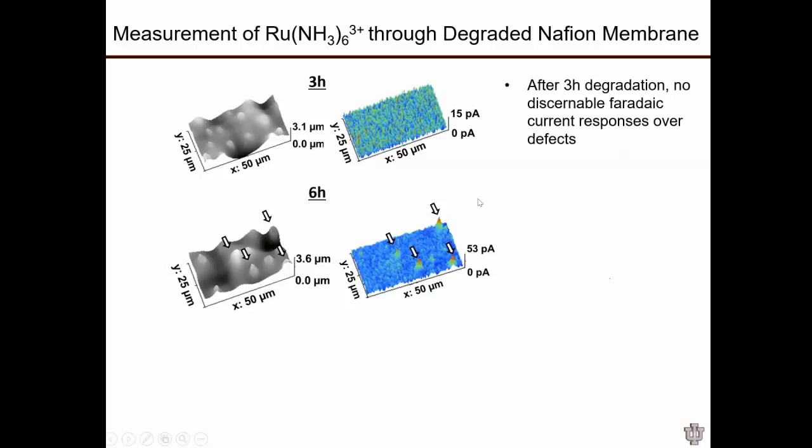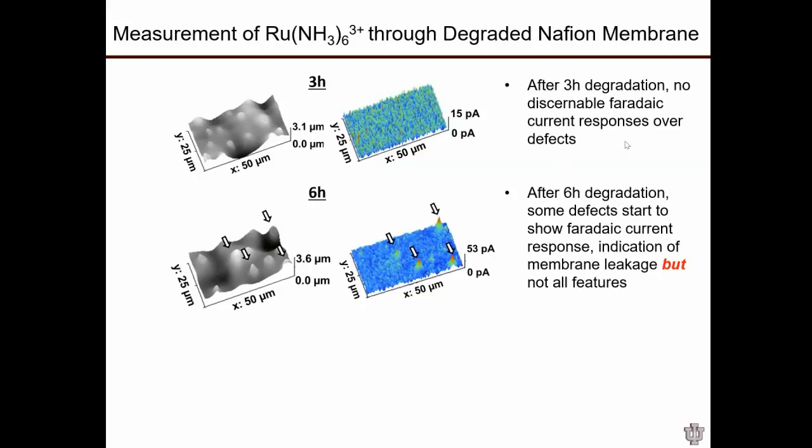As, however, we go to 6 hours, now these features become more pronounced, which agrees with what we see in the scanning electron micrographs. And we also start to see the appearance of ruthenium hexamine coming through the membrane in unique features. The other thing you'd notice is that not all features are conductive. So there's a defect here and here, and those defects don't show up in the electrochemical image.